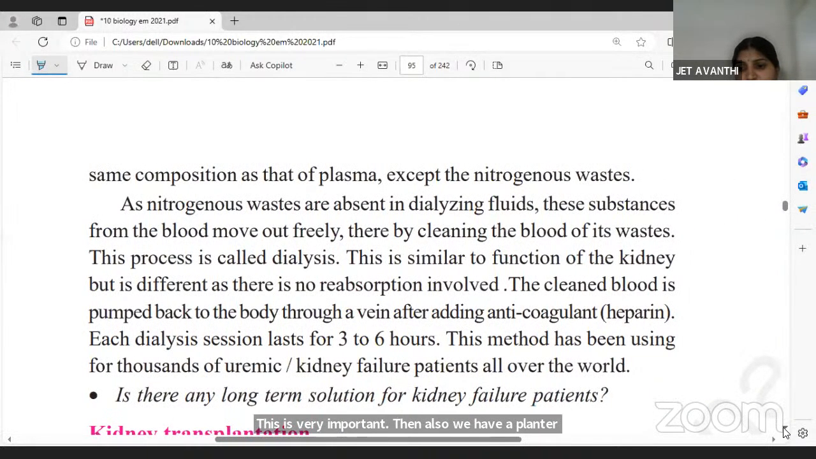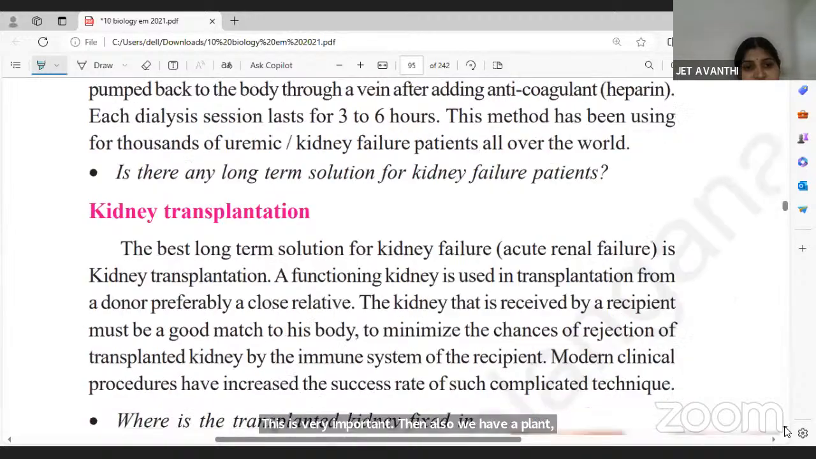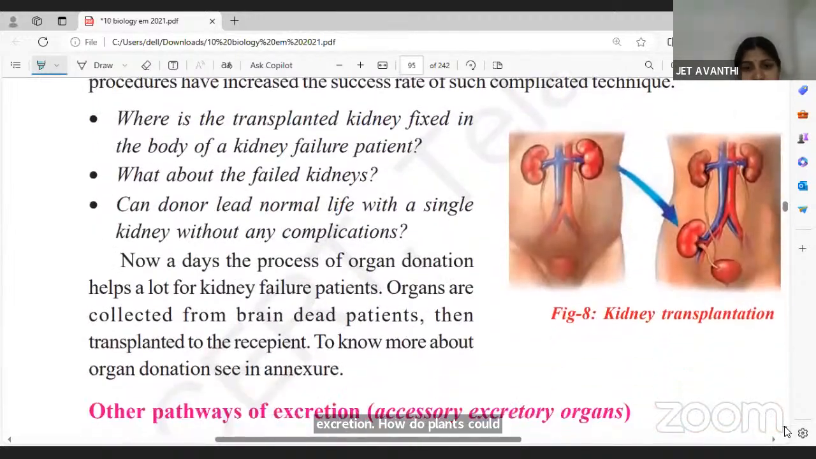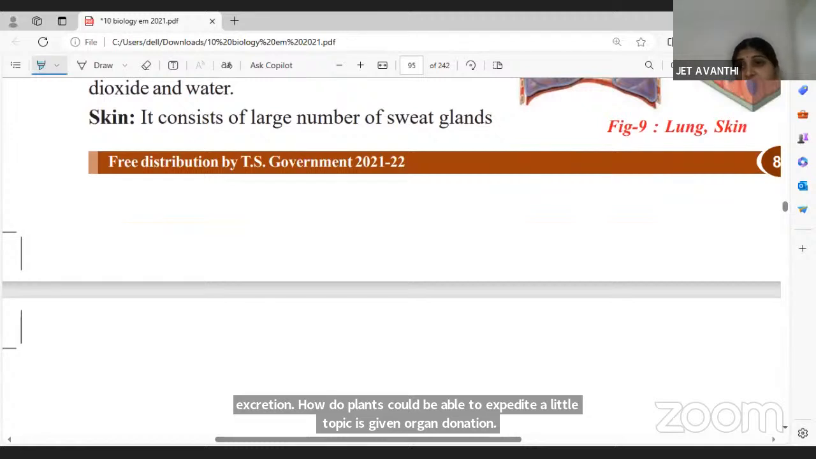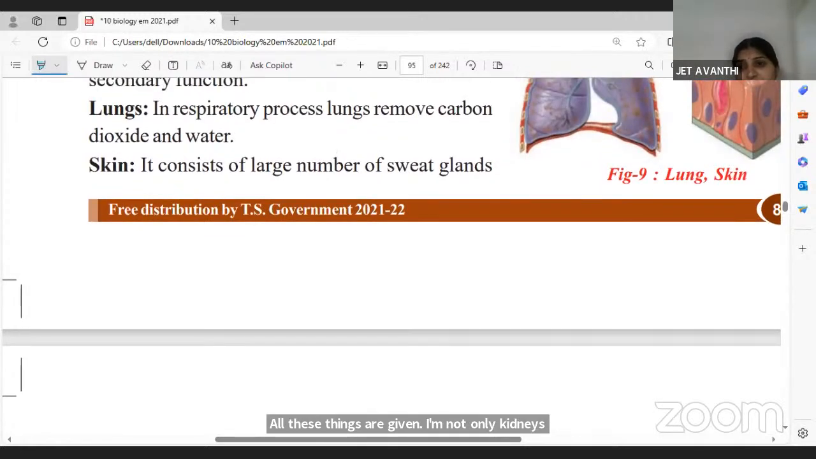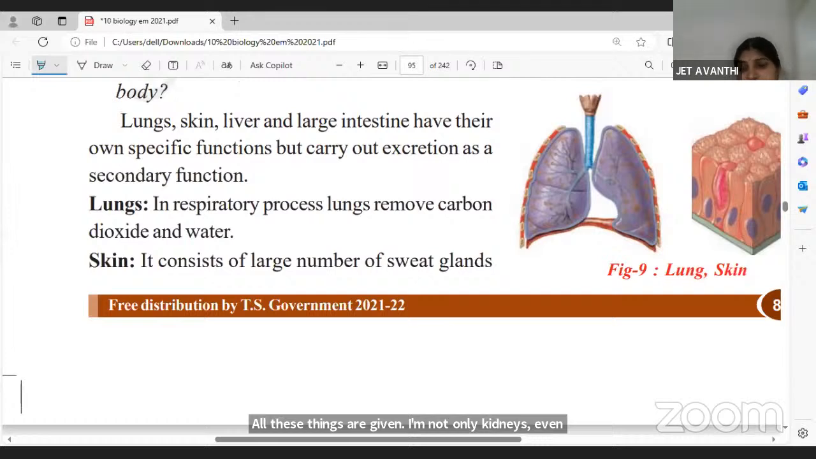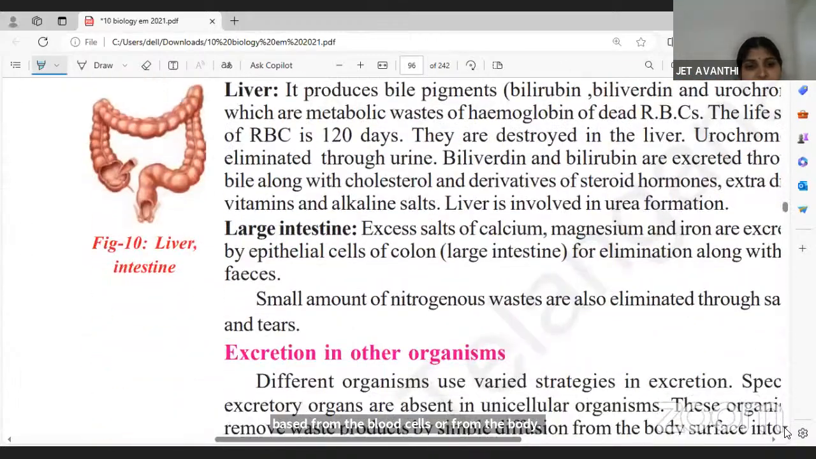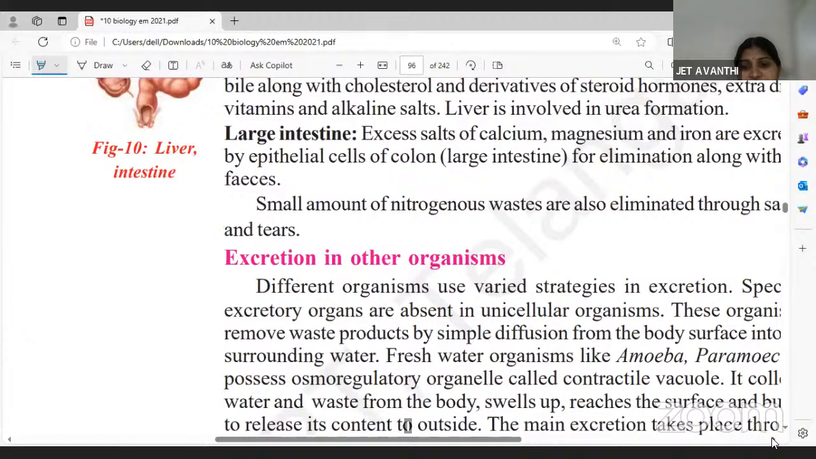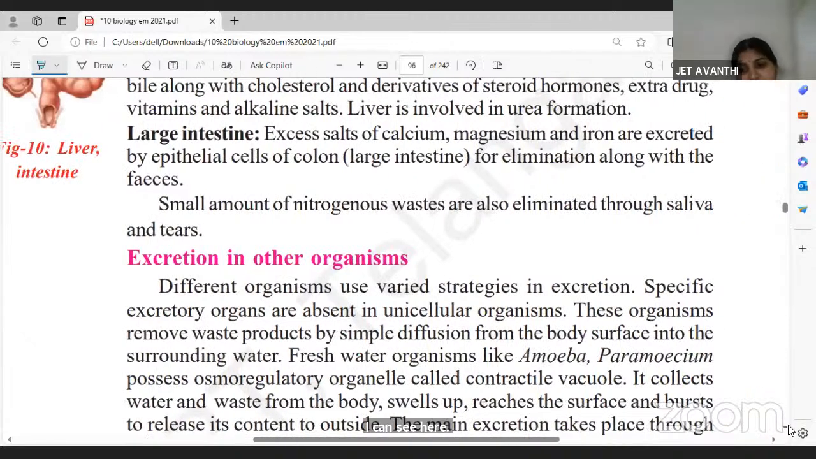How are plants able to excrete? A little topic is given. Organ donation, all these things are given. And not only kidneys, even other organs can excrete. There are some excretory products in the form of sweat. And as I told you, lungs are able to excrete only the gaseous waste from the blood or from the body. And you can see here the large intestine, and how excretion takes place in some organisms.